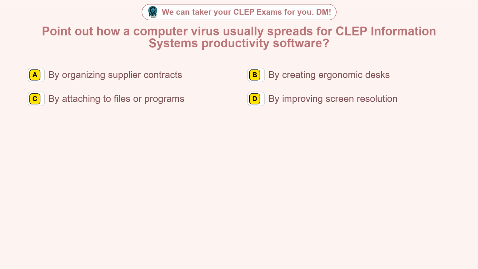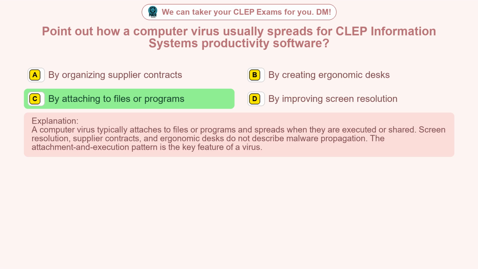Question 39. Point out how a computer virus usually spreads for CLEP Information Systems productivity software. Option A. By organizing supplier contracts. Option B. By creating ergonomic desks. Option C. By attaching to files or programs. Option D. By improving screen resolution. The correct answer is option C. By attaching to files or programs. A computer virus typically attaches to files or programs and spreads when they are executed or shared. Screen resolution, supplier contracts, and ergonomic desks do not describe malware propagation. The attachment and execution pattern is the key feature of a virus.